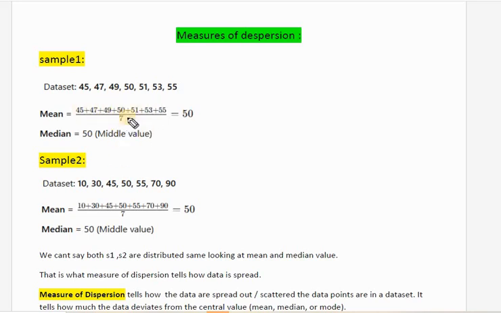Exactly, it's no. The answer is no. So looking at the mean and median, we cannot say the data is distributed the same. So here comes the concept of measure of dispersion.